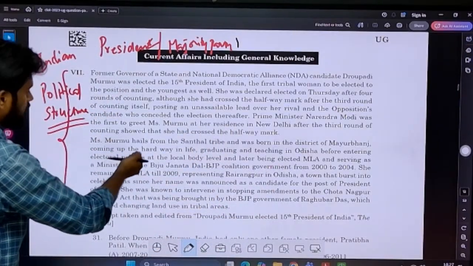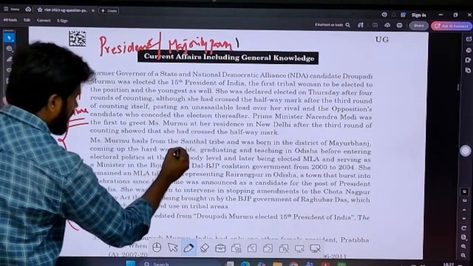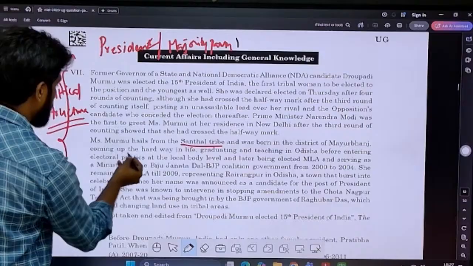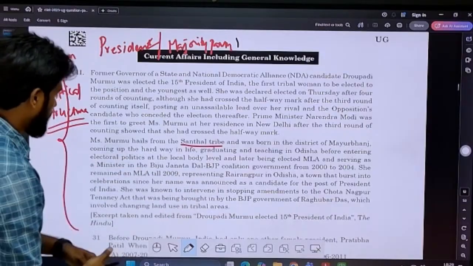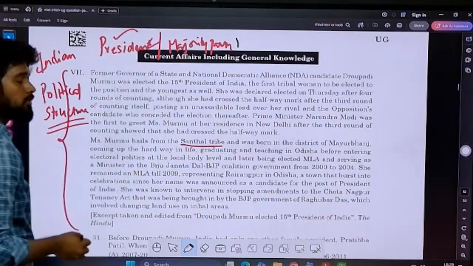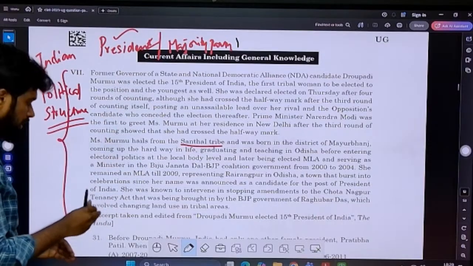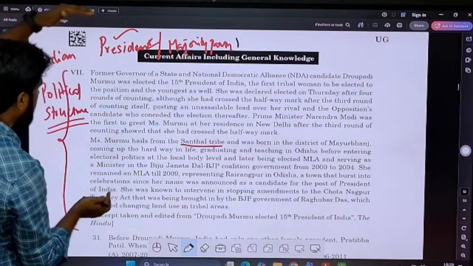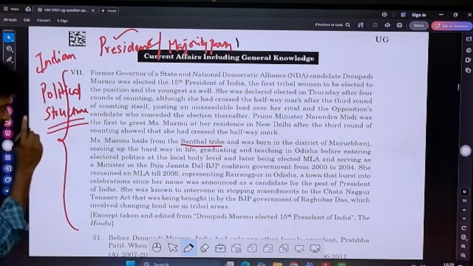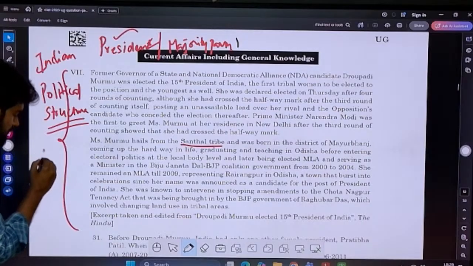Miss Murmu hails from the Santal tribe, and was born in the district of Mayurbhanj, coming up the hard way in life. So the entire article was talking about the President of India, Draupadi Murmu, very clearly. Even then you have an article on this. So what we have to know is the first point: the article was also on what?